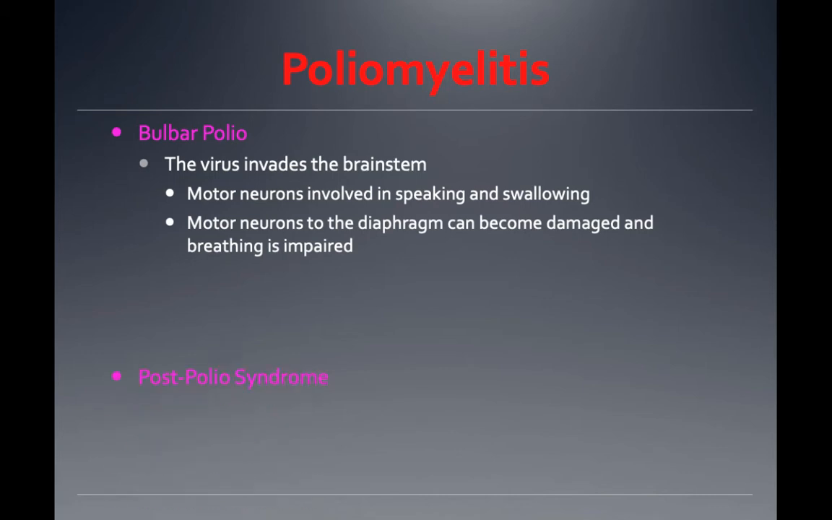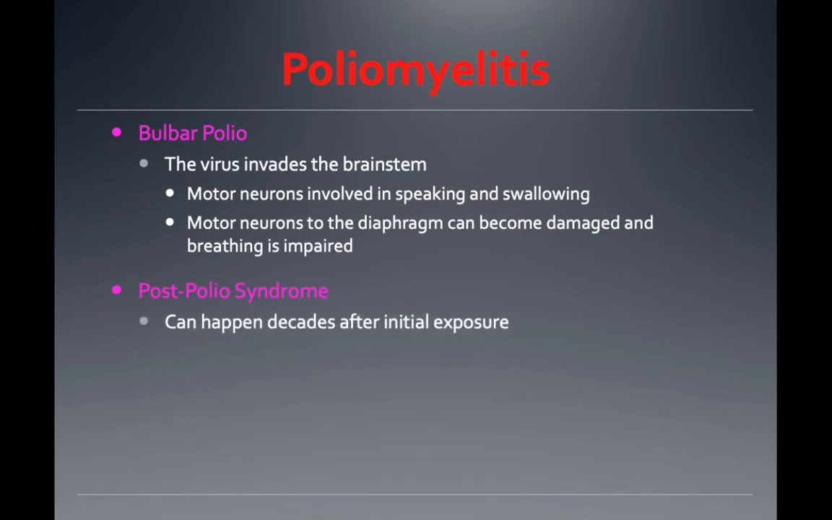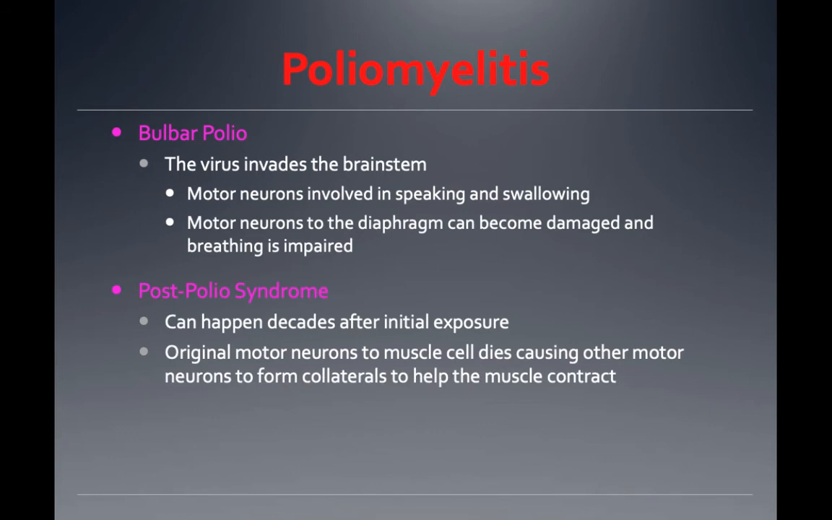This is why some of the patients who had polio had to be put on what we would call the iron lung. One of the other things that can happen is a person can have what's called post-polio syndrome. This can happen decades after their initial exposure. So this person could be exposed to the polio virus, it gets into their body, but they don't even know that they have it for a long time afterwards. Originally, some of the motor neurons are going to be destroyed, and muscle cells are going to die.